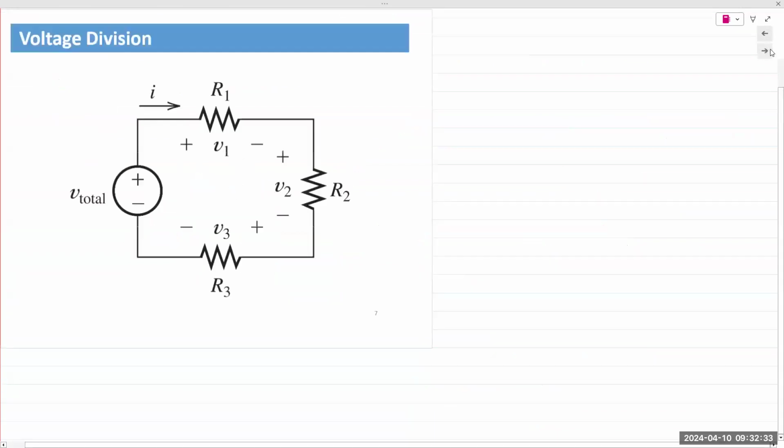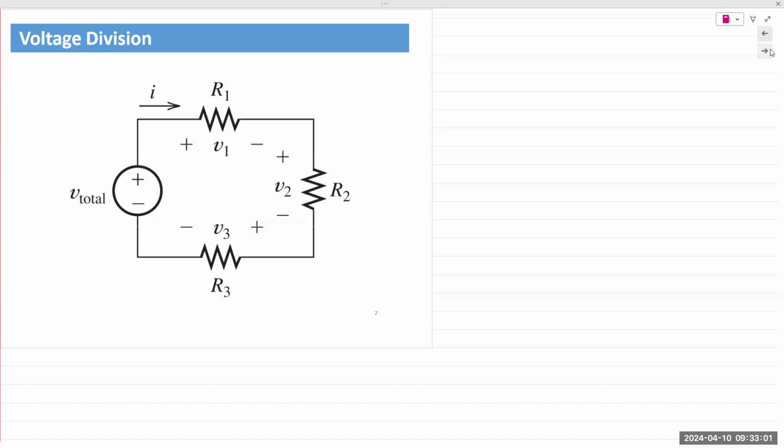So two more topics before we delve into a circuit analysis technique. There are two shortcuts we can use, both of them derived from Ohm's law. The shortcuts are to determine the voltages in a series connection and currents in a parallel connection. Both of them are noted as voltage division and current division. So it's a division. Voltage division, current division, they are both shortcuts.